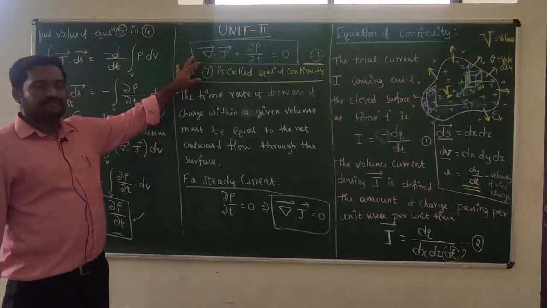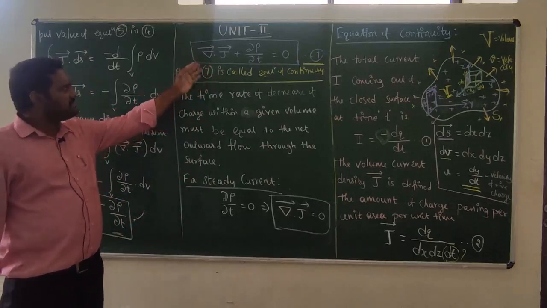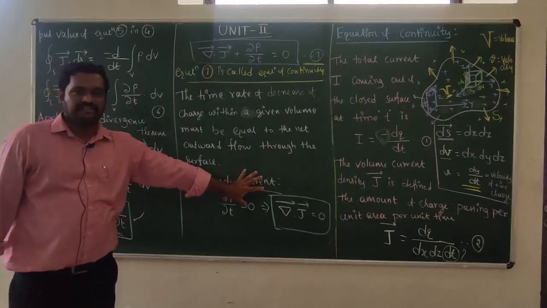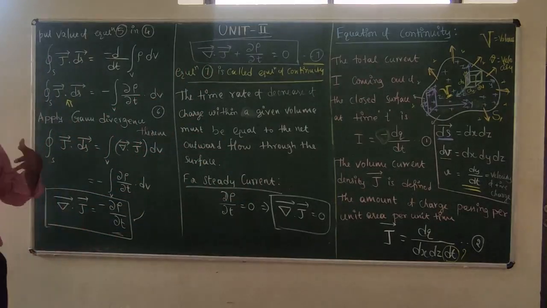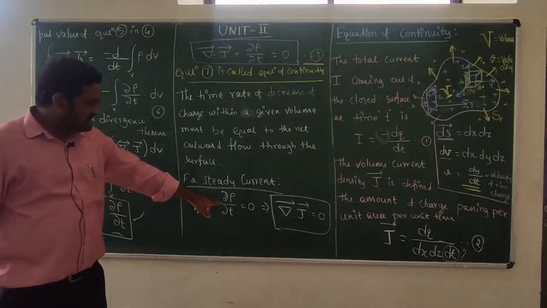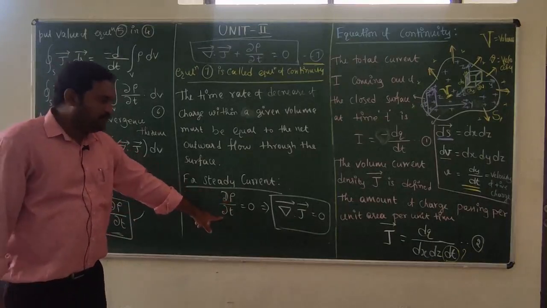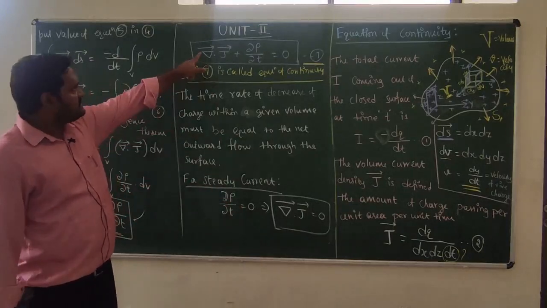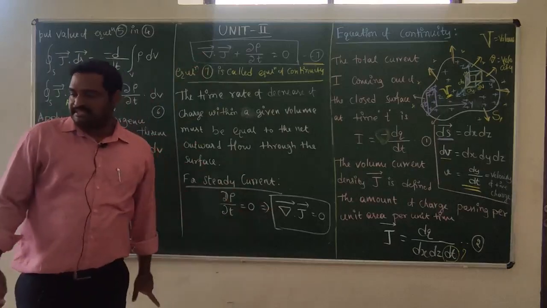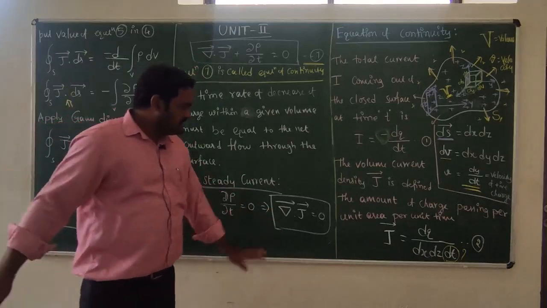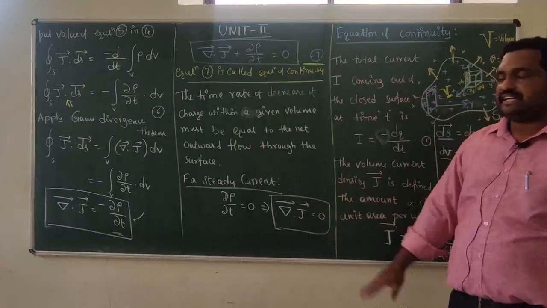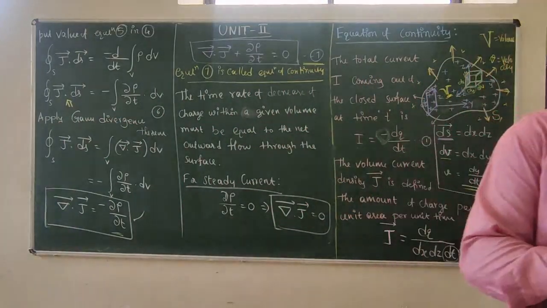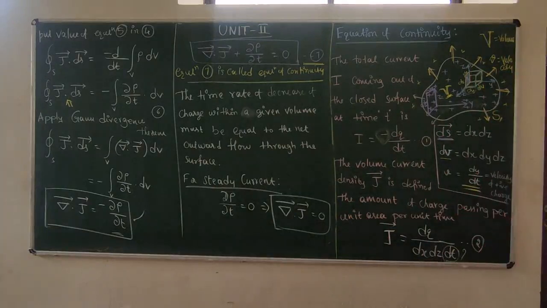Now this equation is for the general case. If we have a steady current, then there is no change in charge density. Charge density is constant, and if charge density is constant, then dou rho by dou t is 0. Then this equation reduces to divergence of j is equal to 0. Divergence of j equal to 0 is the continuity equation for the steady current case. So this is about the equation of continuity. Thank you.